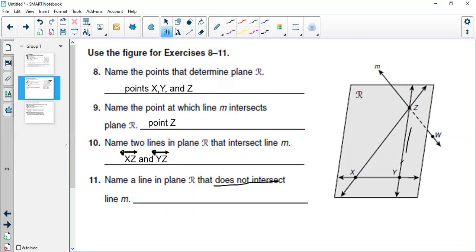So line XY. And don't forget to put the arrow, because that's what indicates that it is a line. Okay, so hopefully this is easy and most of you would have got it right. If you understand the figure clearly, you will get all these questions right.